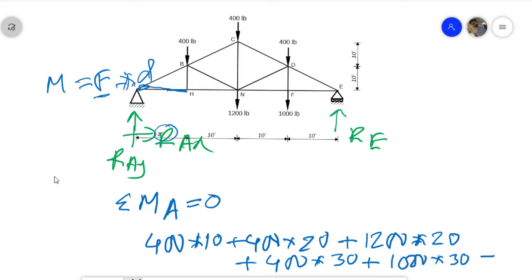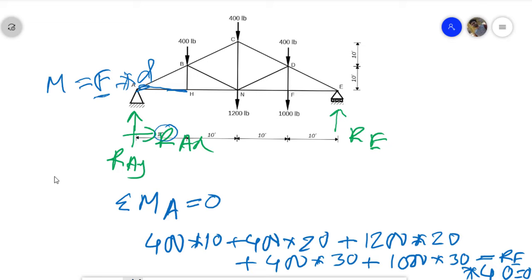And whatever the moment of RE, you can see that the arrow direction is upward, so that is why RE will produce an anti-clockwise moment. So that's why I'm putting a negative sign here, and I can write RE times the total distance. So what is the total distance? 10, 10, 10, 10, I mean total 40, and that is equal to 0.